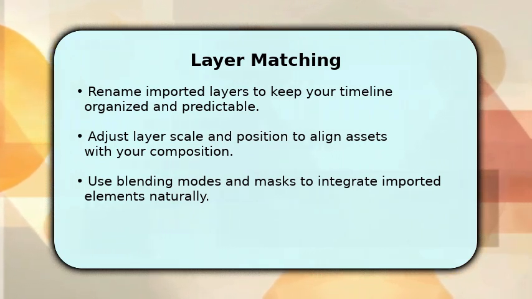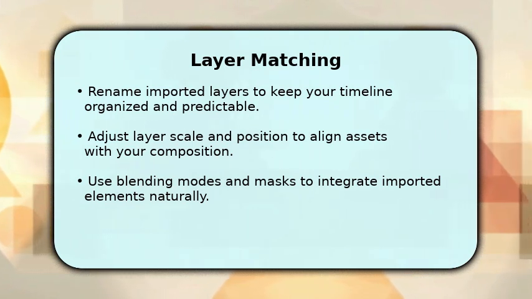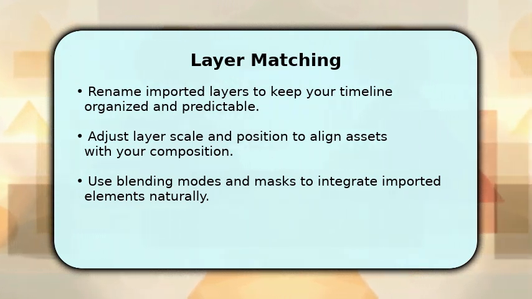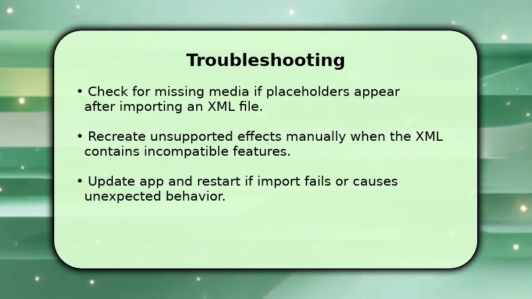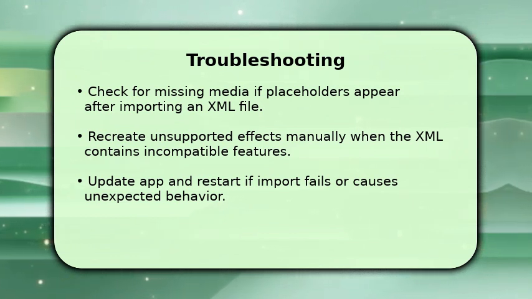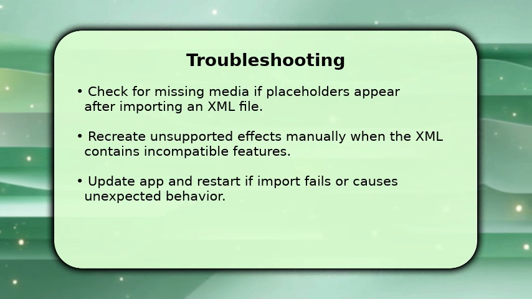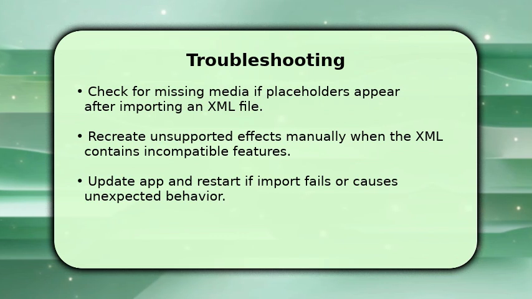Scrub the timeline and correct any misplaced keyframes, then use Save As to keep a backup of the imported XML version. If an XML import shows empty placeholders, verify source media paths and relink any missing files to restore visuals. Some effects may not transfer exactly, so be ready to recreate or substitute unsupported features with native Alight Motion tools.